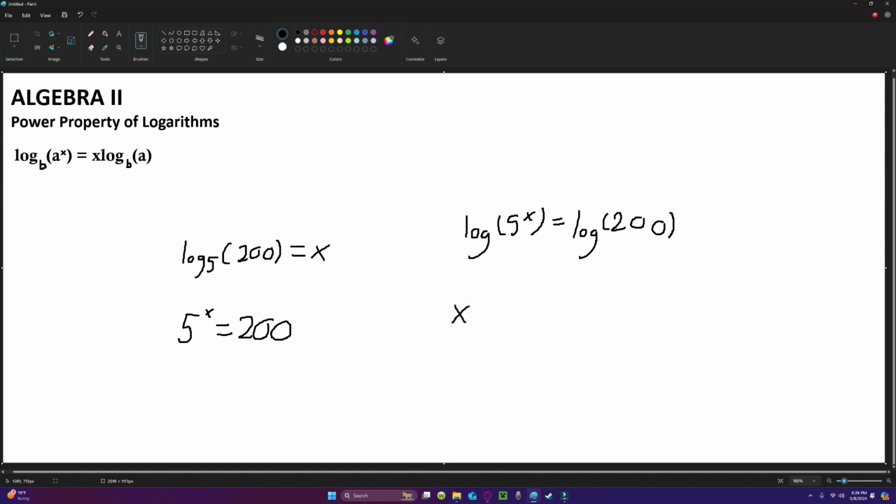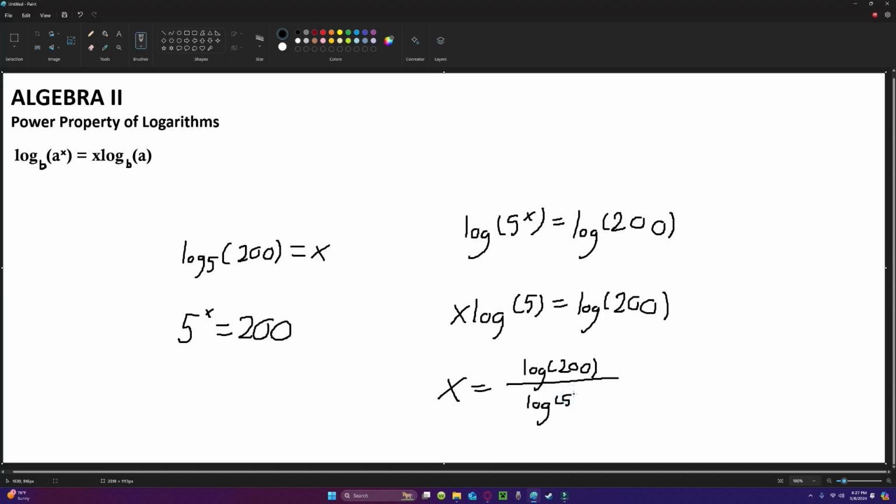And now we just do the power property of logarithms again. So you move the x so it's multiplying the log. So you have x times log base 5 equals log input 200. We have to isolate the x. So we divide by log base 5. So then we have x equals log input 200 over log input 5.